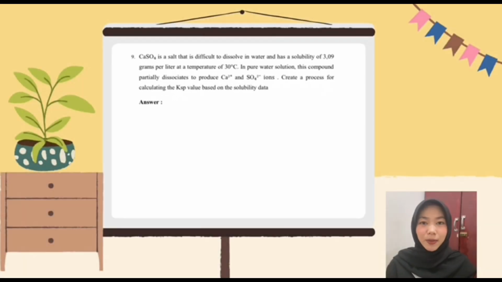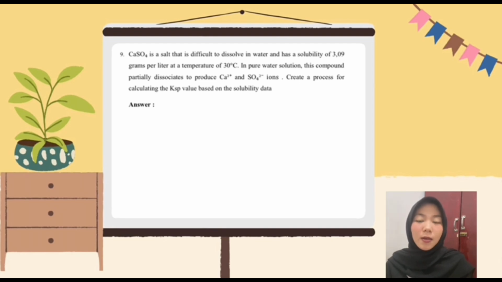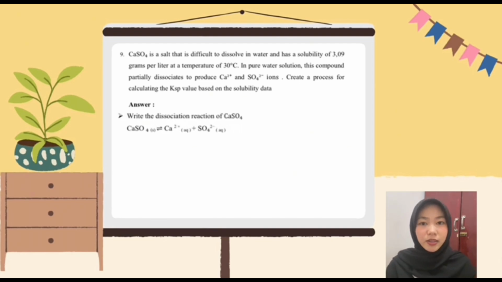Next question, number 9. From this question, we can write the dissociation reaction of CaSO4 first, where CaSO4 is the reversible reaction: Ca2+ plus SO4 2-.